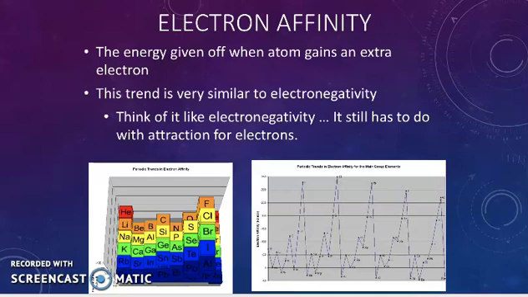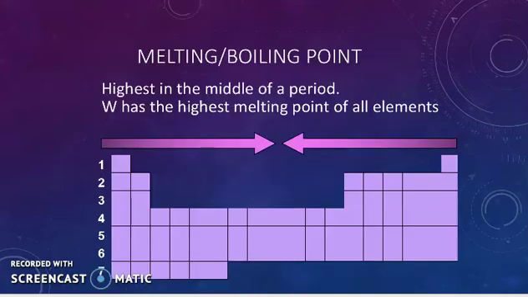The more they want the electrons, the more times they're going to give off energy when they're gaining that extra electron. Our next trend is the melting and boiling point. It's highest in the middle of the period, so they have low melting and boiling points on the outsides, and then as you get closer to our transition metals in the middle, the melting and boiling point is the highest. W, or tungsten, has the highest melting point of all the elements.